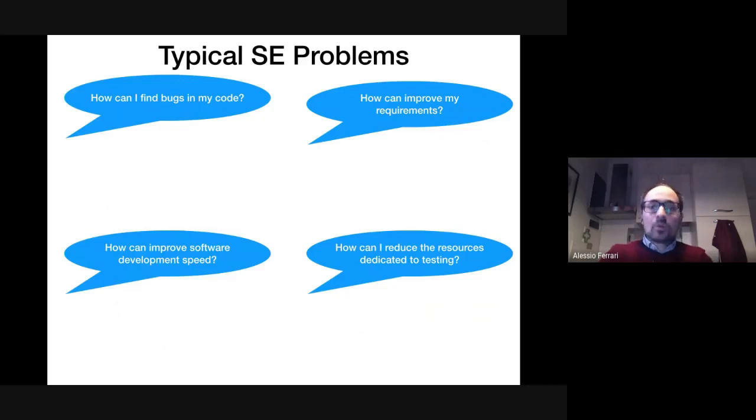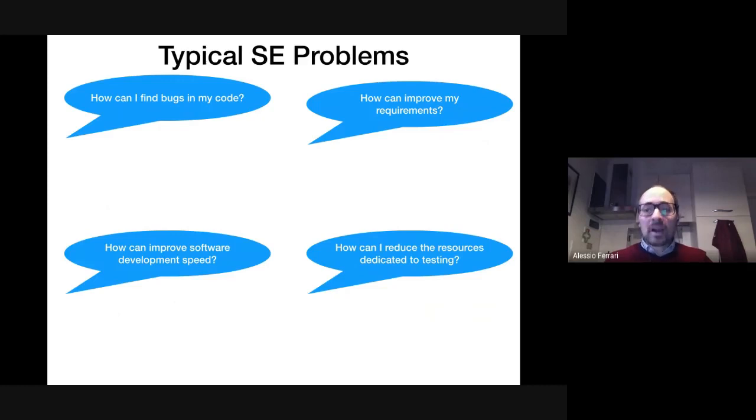So in this scope, what are the typical software engineering problems? By software engineering problem, I mean problems that are asked to a software engineering researcher or to someone in the company who has a management role somehow of these different developers and testers and architects, etc. Typical problems are like, how can I find bugs in my code? I see that in my software company there are a lot of problems with this software that crashes, and I need to find a way to identify more bugs.